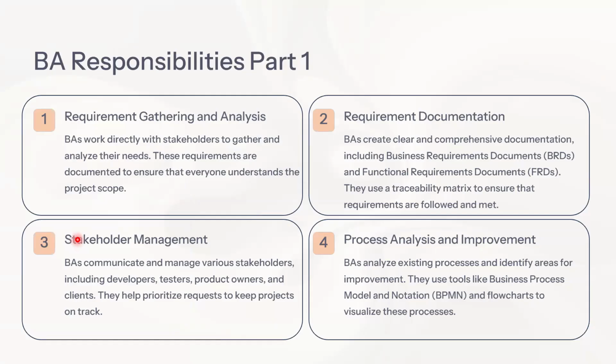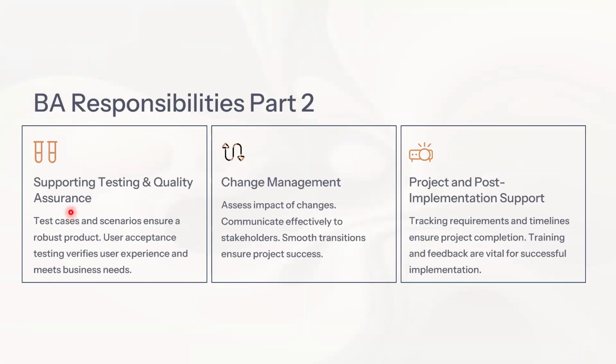Now again, this is further explanation of the technical parts that we discussed. As a BA, you'll be involved in requirement gathering and analysis. You'll be focusing on requirement documentation, stakeholder management, process analysis and improvement. Okay. And the coordination part that we talked about.